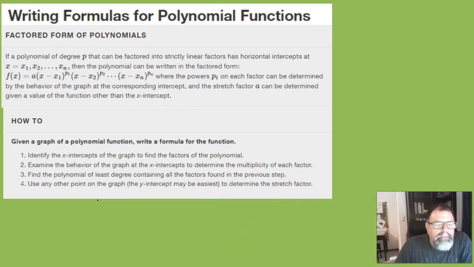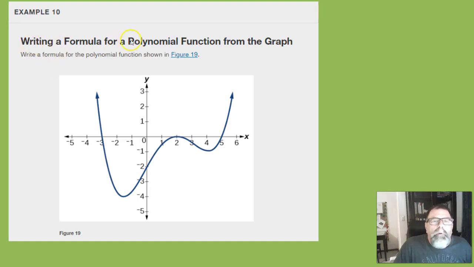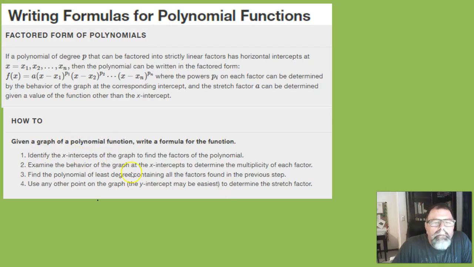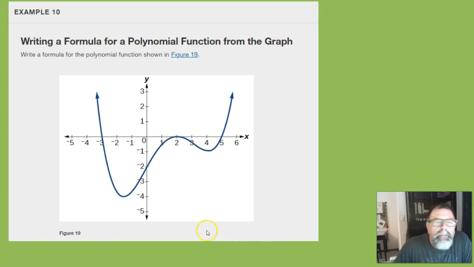All right, let's try this. Writing a formula for a polynomial function from the graph. Write a formula for the polynomial function shown in figure 19. Our first step was to find the x-intercepts. So let's see, we have (-3, 0), (2, 0), and (5, 0).